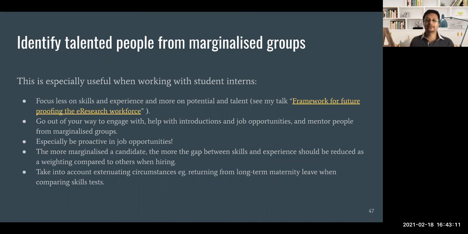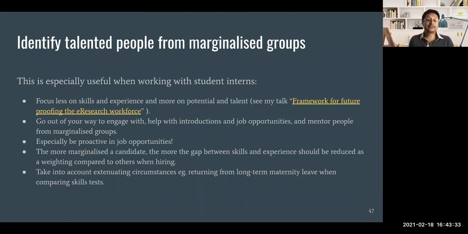And this idea: the more marginalized a candidate, the more the gap between skills and experience should be reduced as a weighting compared to others when hiring. And this goes back to the idea that if you're hiring on skills and experience and you're at that capability maturity model level 2, and you're trying to be neutral, you're not going to be able to change anything.